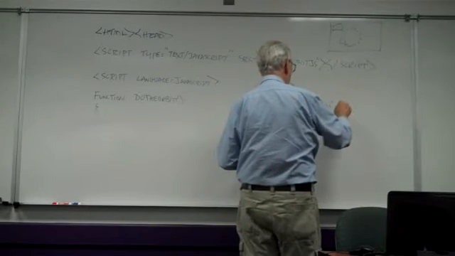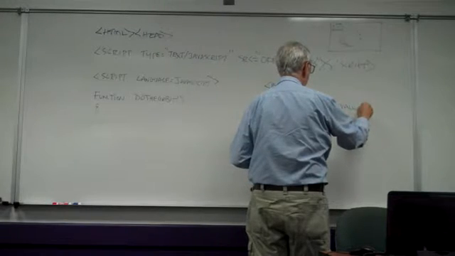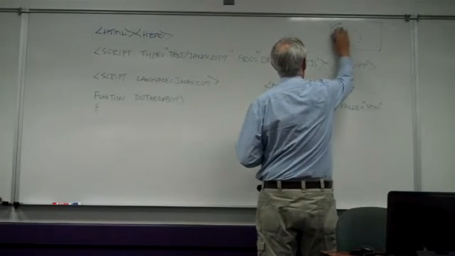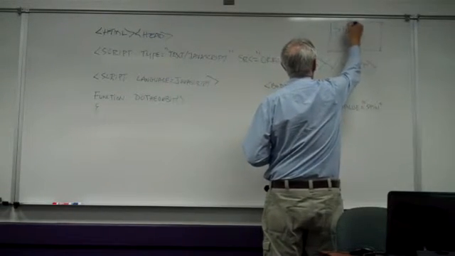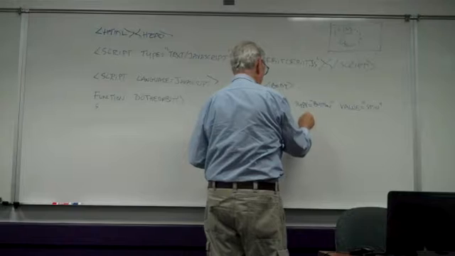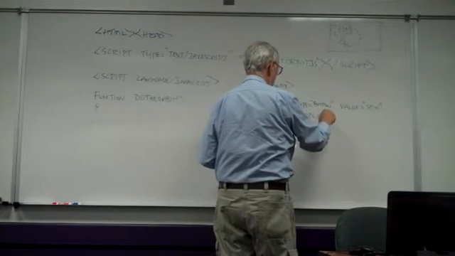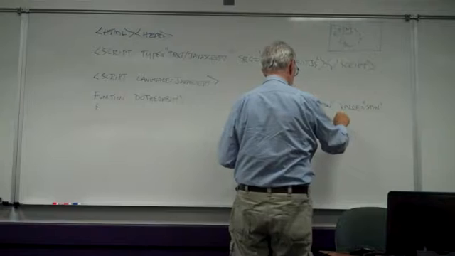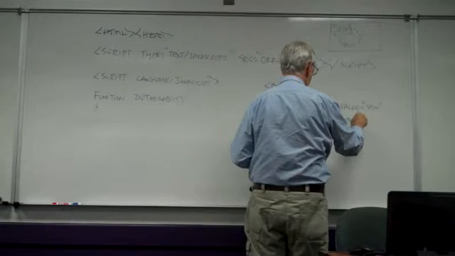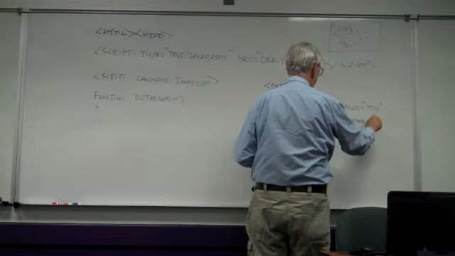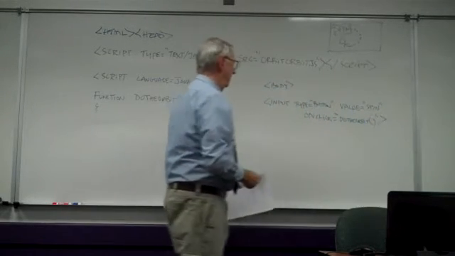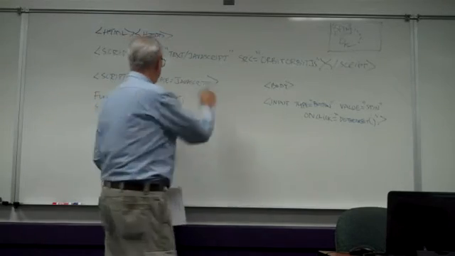And value equals spin. That means the word spin right here is in that button. Spin is in that button right there. And onclick equals do the orbit. There it is. So that's all that is, just the button. It sends it up to do the orbit here.